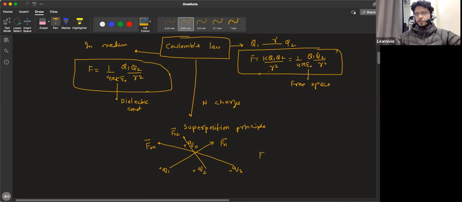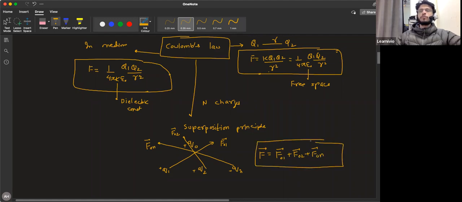The net force is the vector sum of individual forces. Keep on adding: F01, F02, and so on. So the net force on a body is the vector sum of the individual forces. This is superposition. From the point of view of numericals, this is an important topic. You can get numericals from superposition.